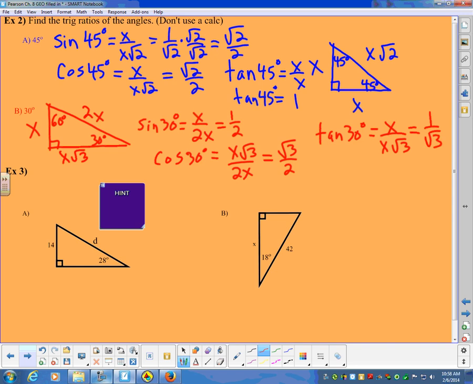x's cancel out here and here. And then I've got to take the 1 over root 3 and multiply it by root 3 over root 3, which ends up being root 3 over 3. So those are the trig ratios of the two special right triangles.